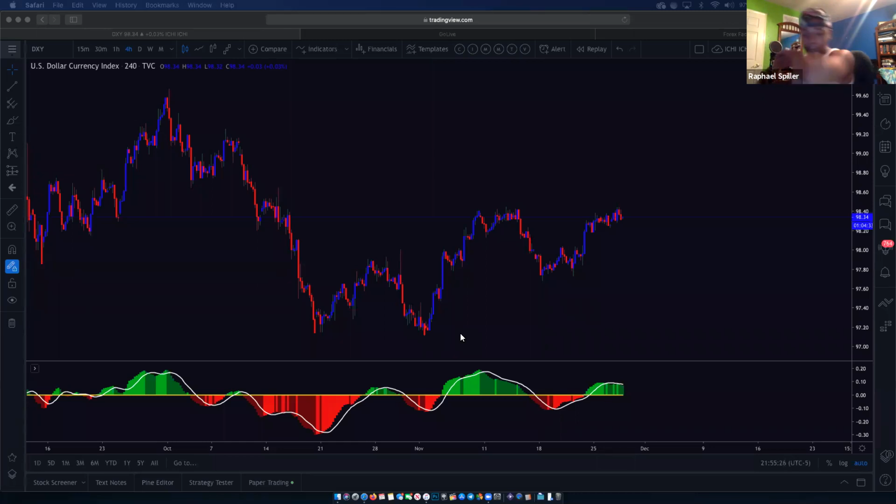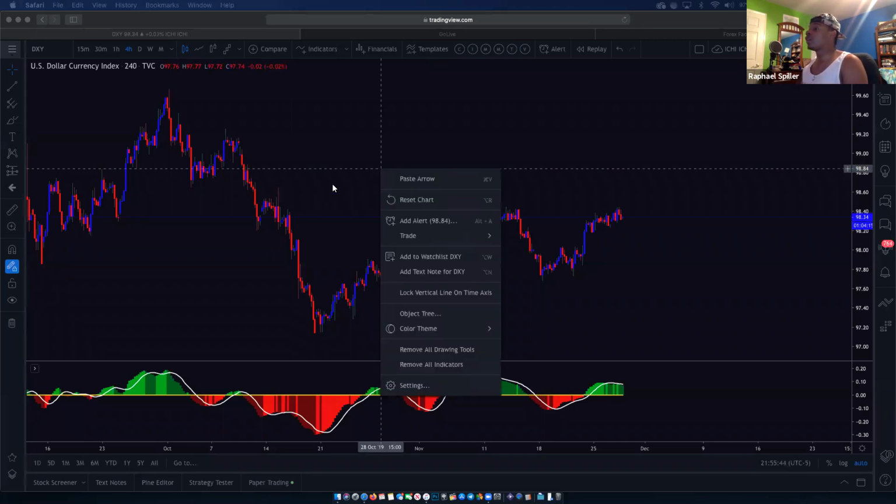Today, I will be going over all the important pairs. And what I mean by the important pairs, I mean the pairs that move. Okay? The pairs that move. To answer your question, the MACD, this is called a MACD 4C.